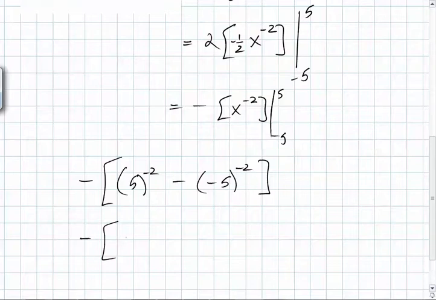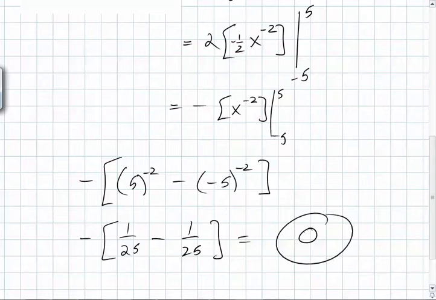What is 5 to the -2? 1/25. And what are you adding to it? Well, actually, what are you subtracting? Excuse me. Yeah, you're going to subtract the same thing. So what do you end up with? You end up with -0, which is 0, right?